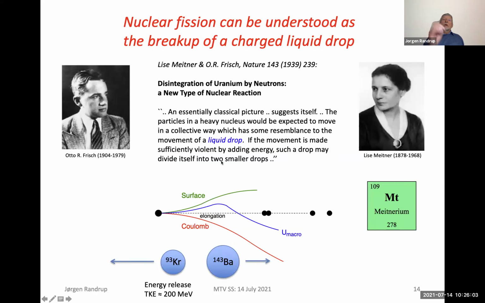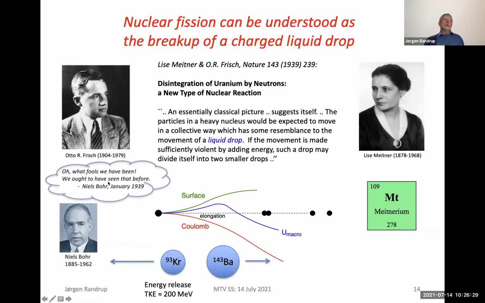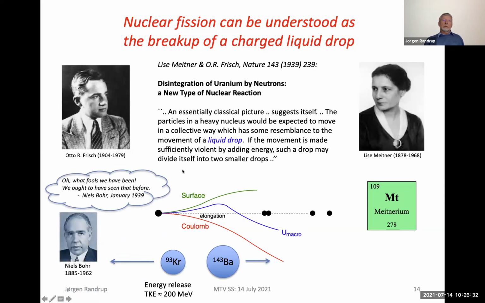And if somehow you come in with this neutron, they thought you can put the nucleus into vibrations. And maybe if these vibrations are strong enough, it can vibrate over the barrier, and then the nucleus will split. And if it does, then you get a tremendous energy release, a couple of 100 MeV. And she got an element named after her for this discovery. And Niels Bohr immediately said that we have been fools because this is so obvious. We should have seen it before. That's easy to say afterwards.